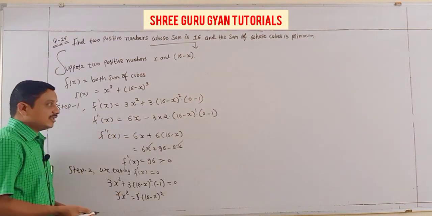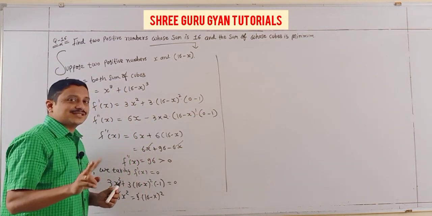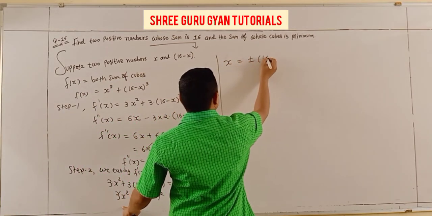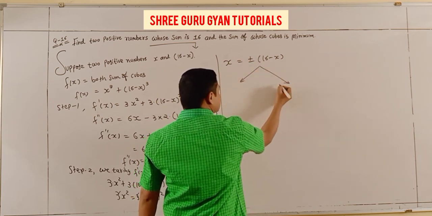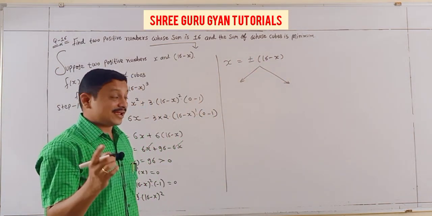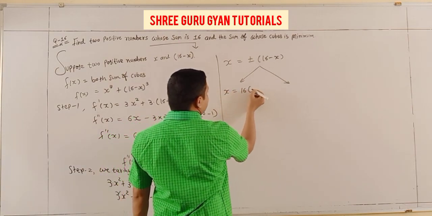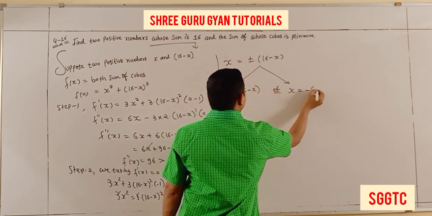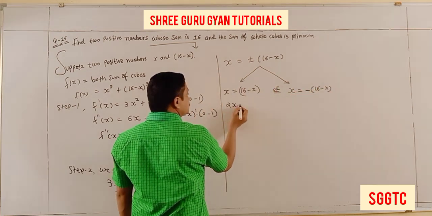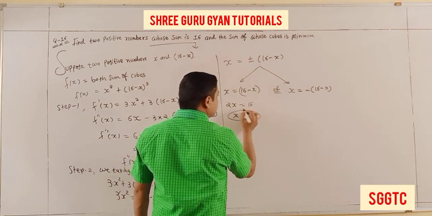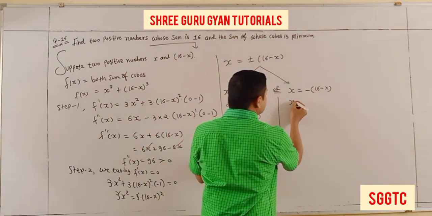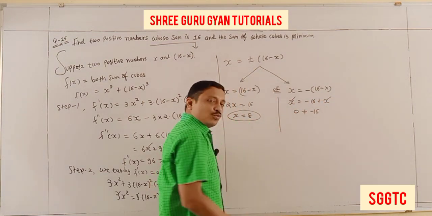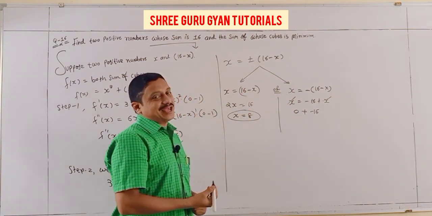This cancels. And here students create two answers, positive or negative. So x is equal to plus or minus (16 minus x). Here getting two answers, maybe positive, maybe negative. So x is equal to positive 16 minus x, otherwise negative 16 minus x. So my answer is students, x is equal to 8. But in another way, x minus 16 plus x does not exist, 0 is not equal to minus 16. So only x is equal to 8 is possible here.